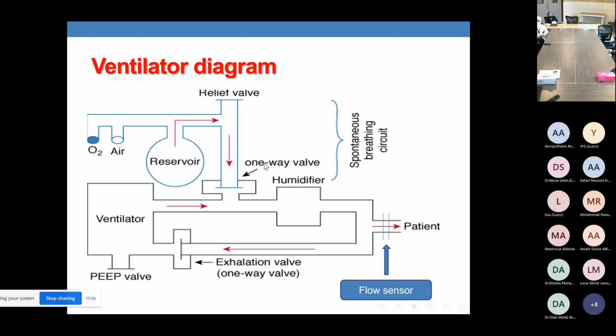The problem will be in the tubing. So this connection usually will be around the humidifier. Okay? But if you don't have a problem with the pressure, you go to the flow. If you have a problem with the flow, so this is after the flow sensor. So this means that there is ET tube displacement. So this is the difference.